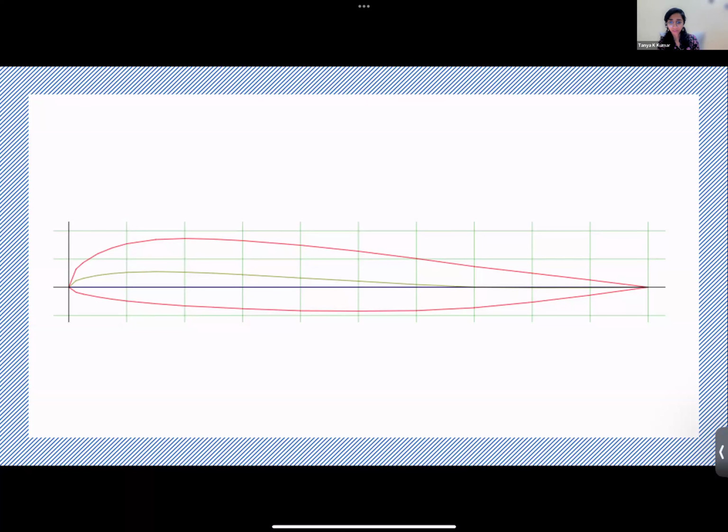Just observe it for a while. So what kind of airfoil is this? Symmetric, cambered, reflex, or supercritical, what do you see? It's a simple cambered airfoil, right? Simple positively cambered airfoil. Alright?